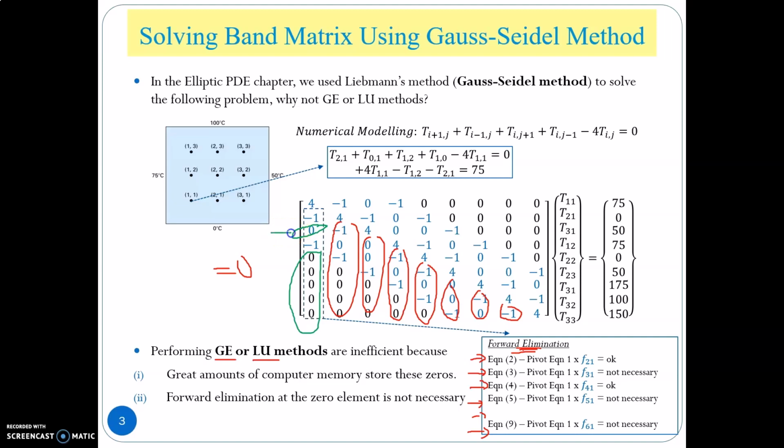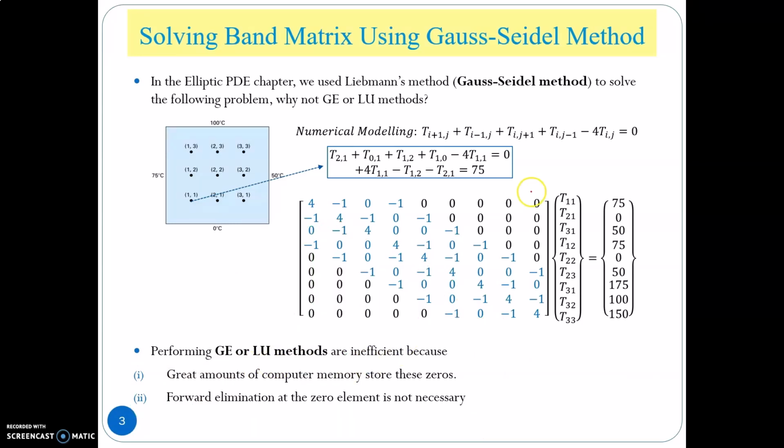You may wonder why we still need to perform the forward elimination to make it 0. This step is not necessary because the elements are already 0. Therefore, performing the forward elimination at the 0 element is not necessary and is a waste of computational time. These two factors make the Gaussian elimination and LU method inefficient. Therefore, to solve the inverse problem that involves a band matrix, we do not recommend these two methods.